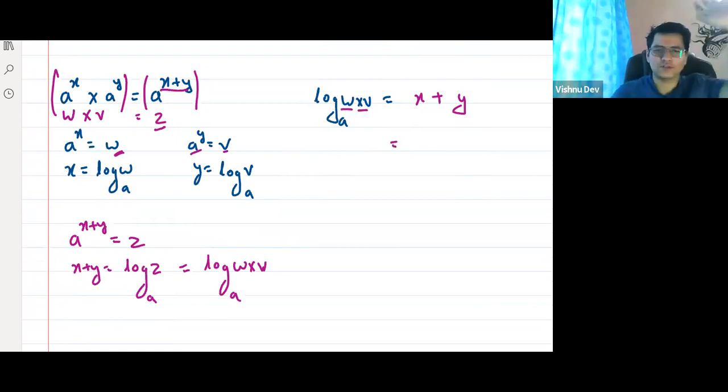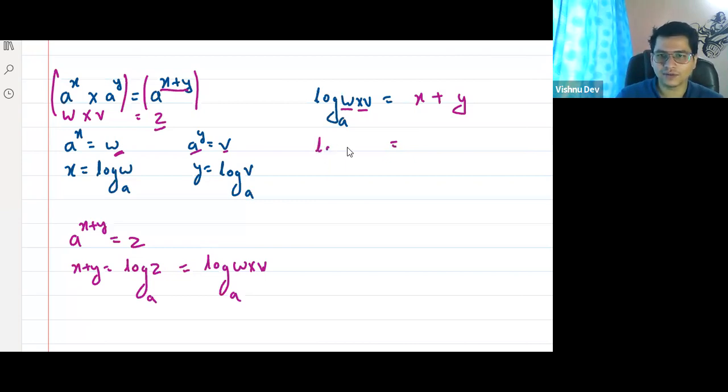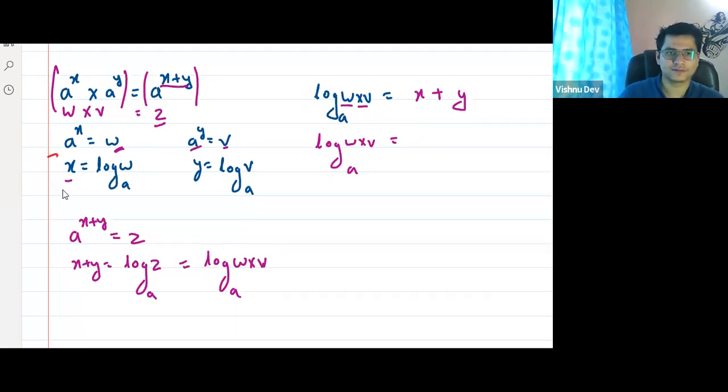Everyone got till this point? Yes or no? Raise your hand. Now did you understand? Was there anything new here, any small mistake or basic concept? No. So can I write log w into v base a. What is x? Tell me, what is the value of x? In log terms, what is this?